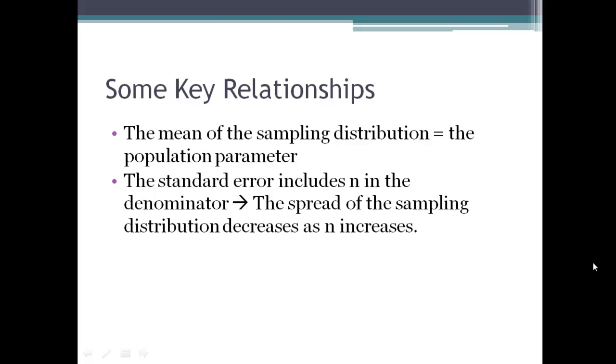A couple of relationships, again, let's just review this. A couple of key relationships. The mean of the sampling distribution is equal to the population parameter. That holds here. We had the mu of the P hats was equal to P, the population parameter. And then the standard error includes N in the denominator. So as N increases, the spread of the sampling distribution decreases.